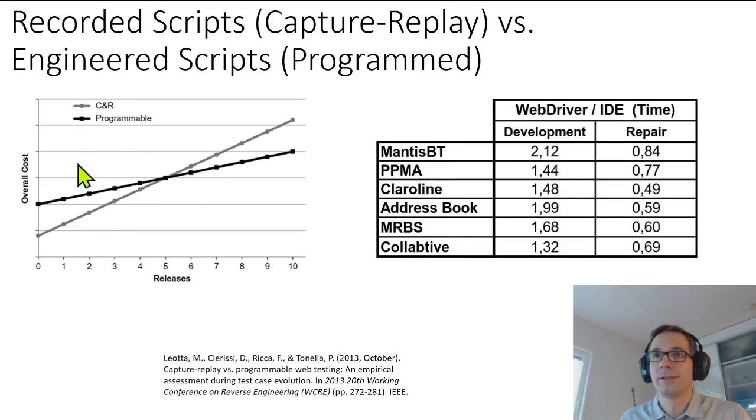So what this highlights is that with the engineered scripts, the initial investment is higher, but then you get benefits later. Whereas with the recorded script, the initial investment is lower, but then over time the cost occurs. And in general, this is also true for test automation decisions. At first it might be cheaper to do manual testing, but as you do many releases and you need regression testing, then the automation starts to become cheaper.